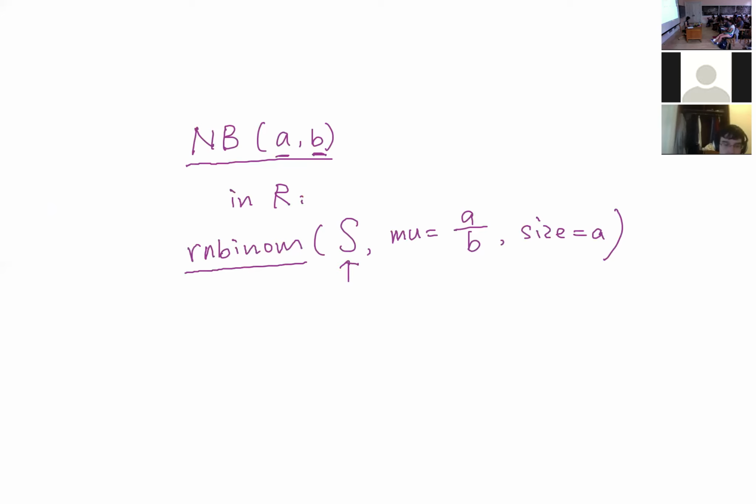You need to tell R, you have to type as well, mu equals A over B, plugging in whatever values you're working with. And you also need to tell R that size equals A. It's just how the function rnbinom was written. You need to fit in all of those values. So if you figure out that you're doing a negative binomial with A and B, this is what you fit in, and then that should generate the draws that you want.